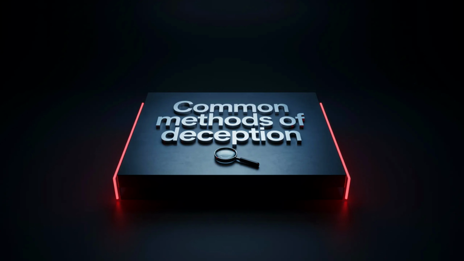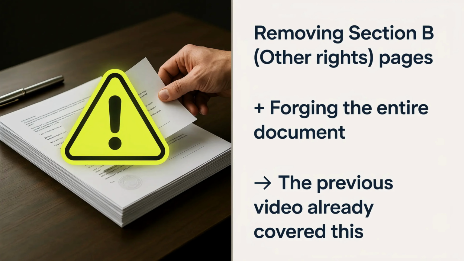Now let us look at common methods of deception. Scammers might remove the Section B, Other Rights page. They might forge the whole document. The previous video already explained this. It is safer to always use a document you obtained directly yourself.